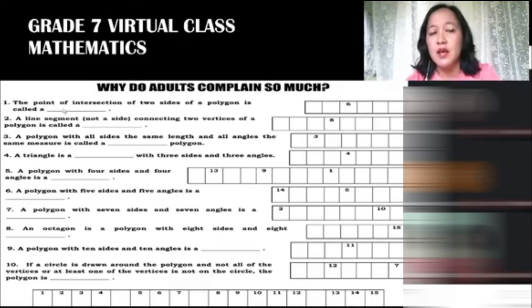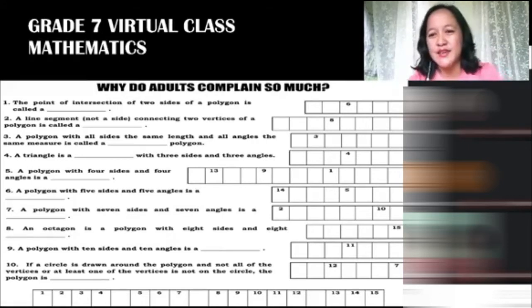For instance, number 1, the point of intersection of 2 sides of a polygon is called A. Write your answer here. And then, the letter which corresponds to number 6 is you're just going to write it again on the boxes below for us to find the answer to our puzzle, why do adults complain so much? Okay, sabay-sabay nating sagutan. To our FB Live viewers, you can type your answer on the comment box. Let us start. Handa na ba kayo? My dear learners, students? Opo, ma'am.